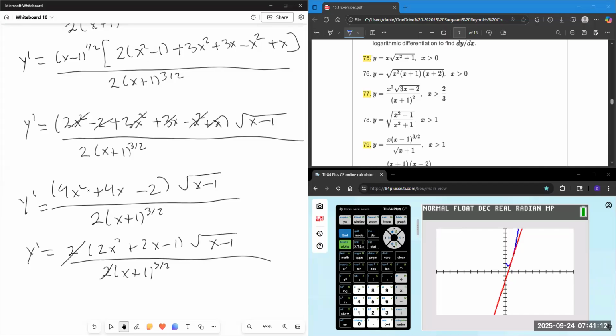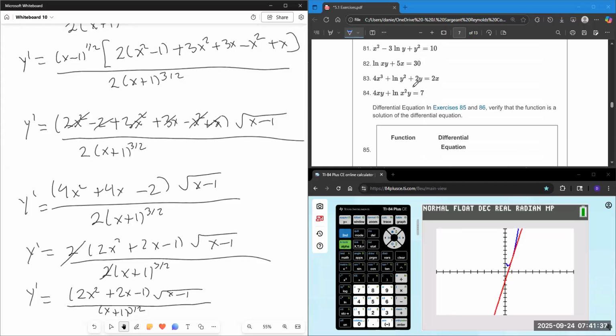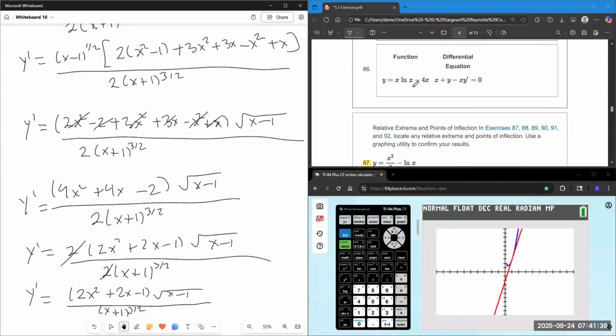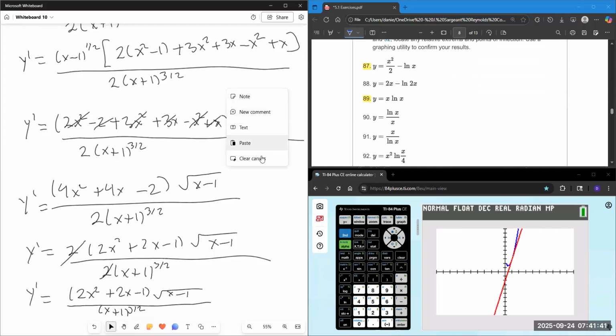And I'm left with y prime is going to be 2x squared plus 2x minus 1 root x minus 1 over 1 dx plus 1 to the 3 halves power. That was 79. Let's look at 87.